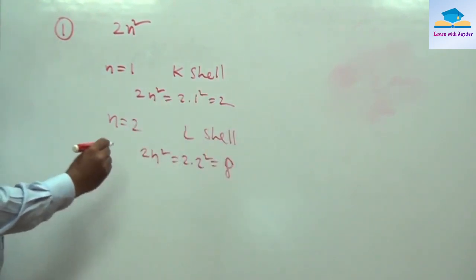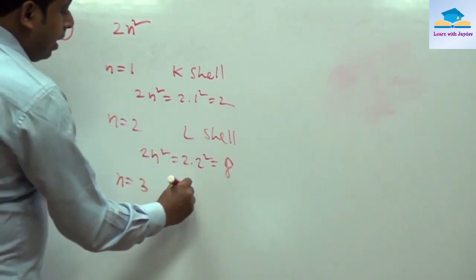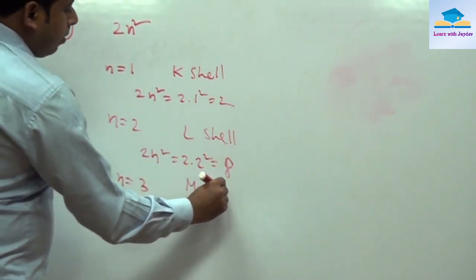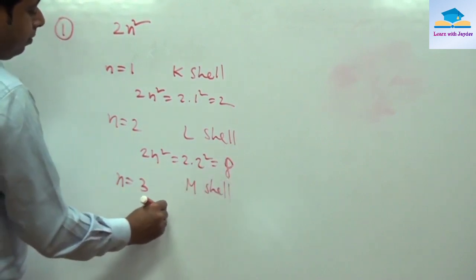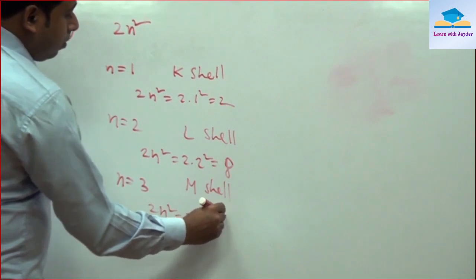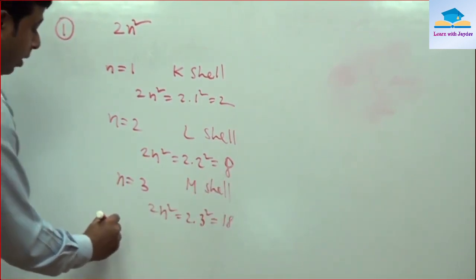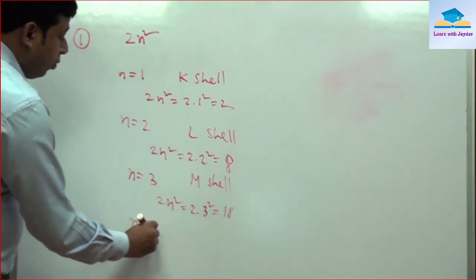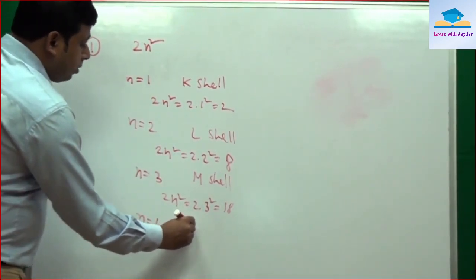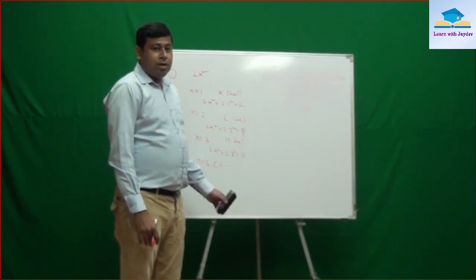In case of the third orbit, that is the M cell, the number of electrons will be, likewise, we can calculate the number of electrons in the orbits n equals 4, 5 or 6 and so on. So the number of electrons in different orbits are different.